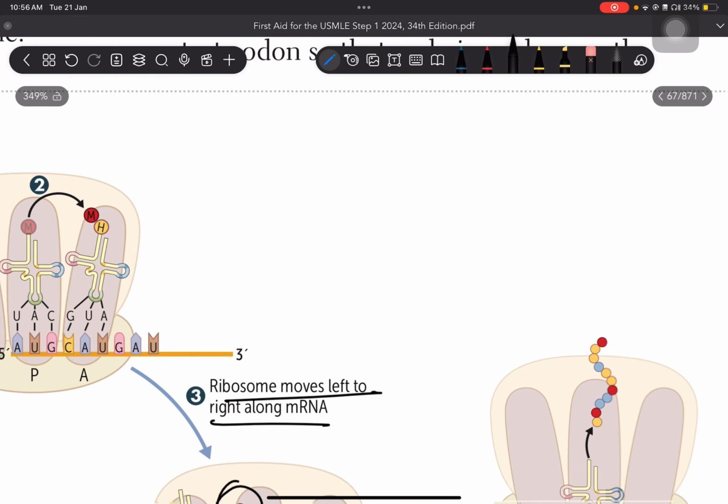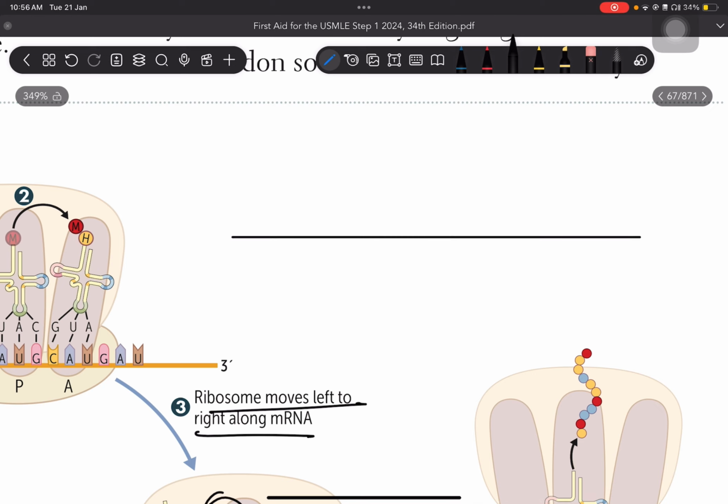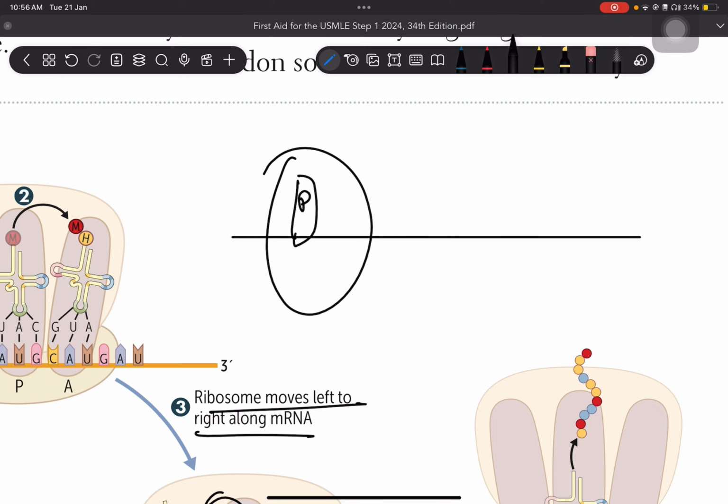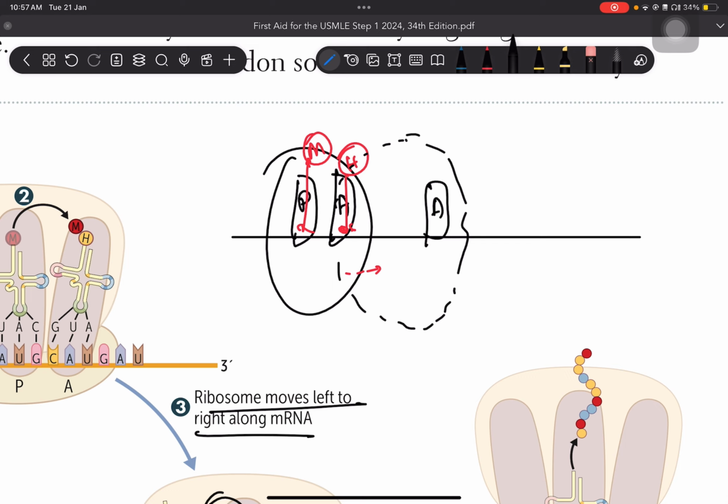Are you getting the point? Let's say this is a P site, this is an A site, and you have a methionine-carrying tRNA over here, and another carrying histidine over here. When the elongation process is going on, as it shifts forward, let's say this is the new position, and you have another codon over here. So this becomes your A site, and this old A site will become the P site.